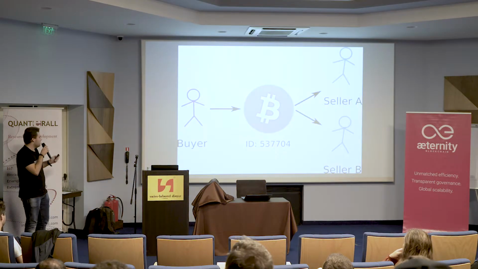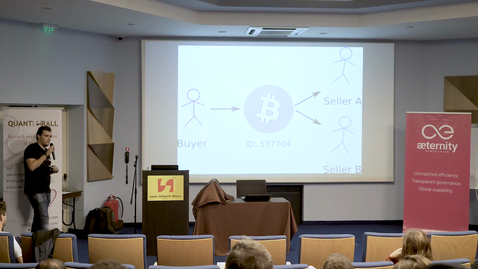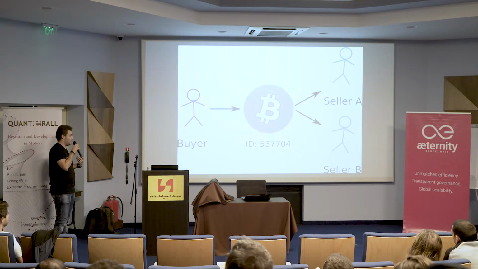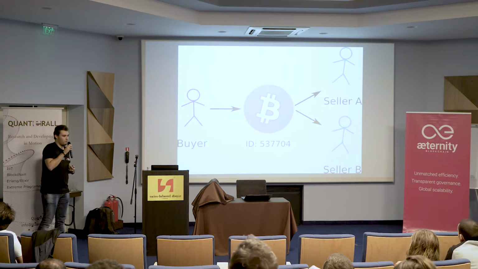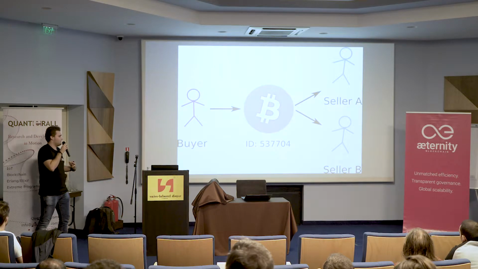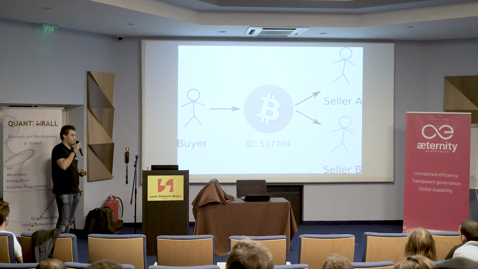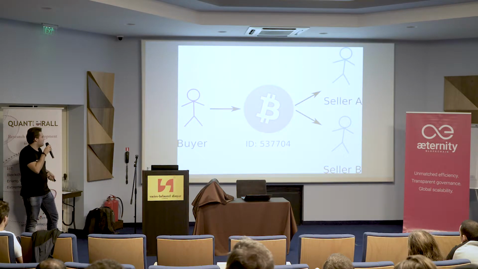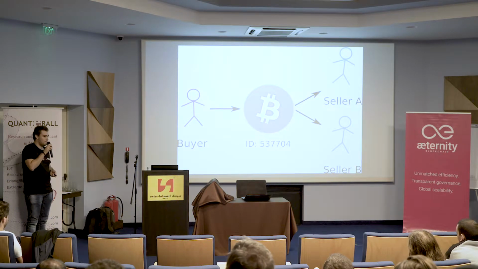Okay, I'm gonna talk about the different theoretical attacks that can happen. But first, I should explain what is double spending and what's a blockchain fork. Okay, first the double spending.